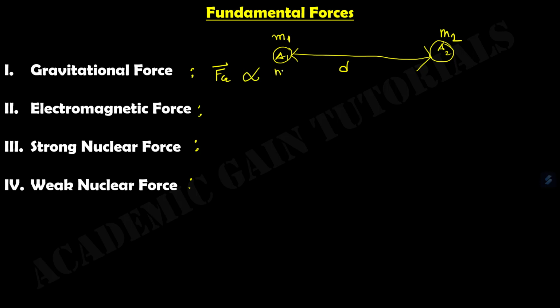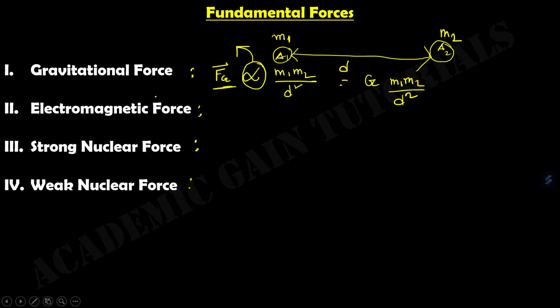So the product of the masses m1 and m2 is proportional to the magnitude of this force, and it is inversely proportional to the square of the distance. When we want to change this proportional sign, we will add a constant, and this constant is known as the gravitational constant G. It is d square, this is square, not d2. So this is the formula for our gravitational force.